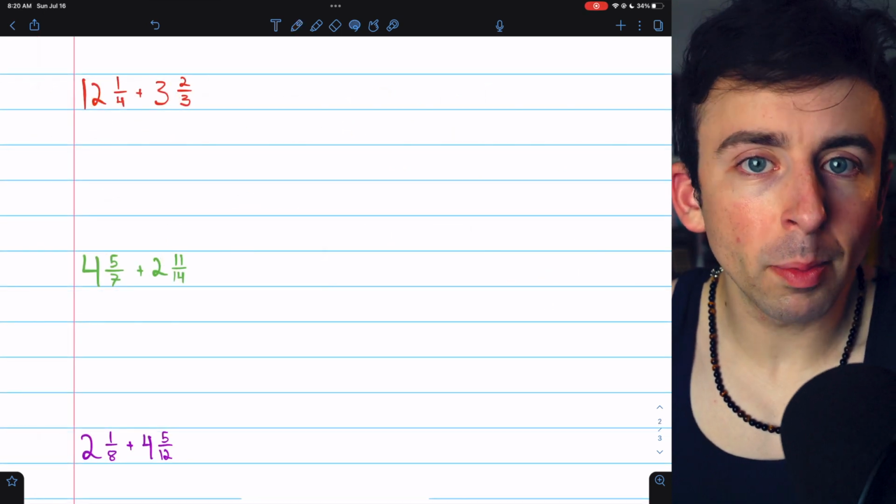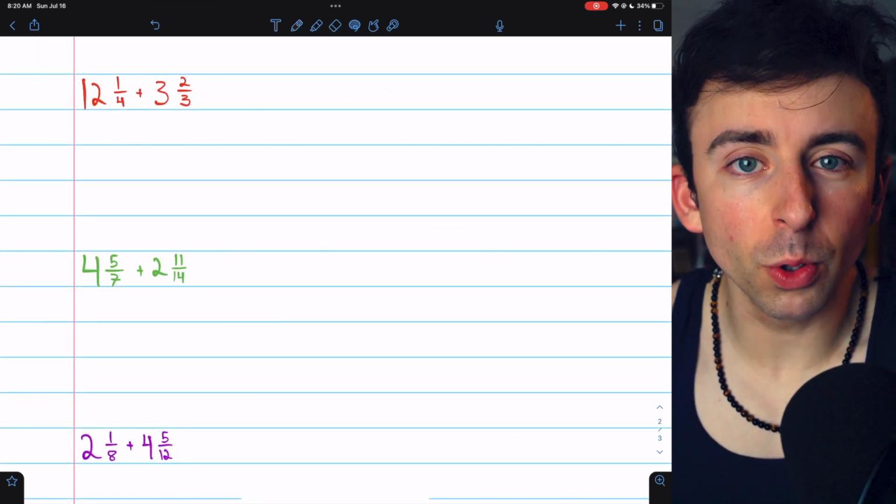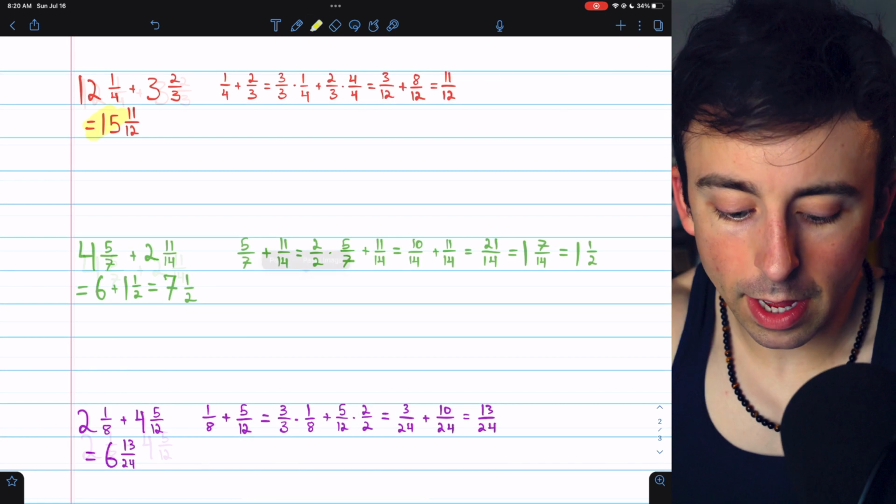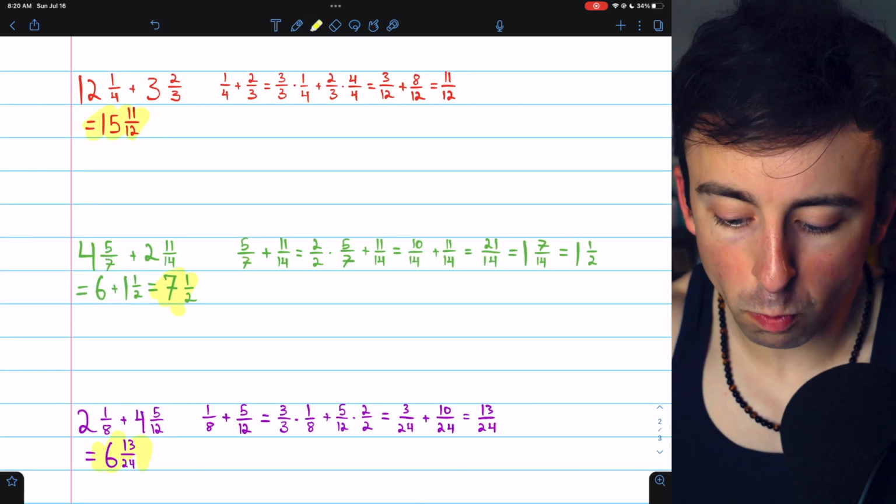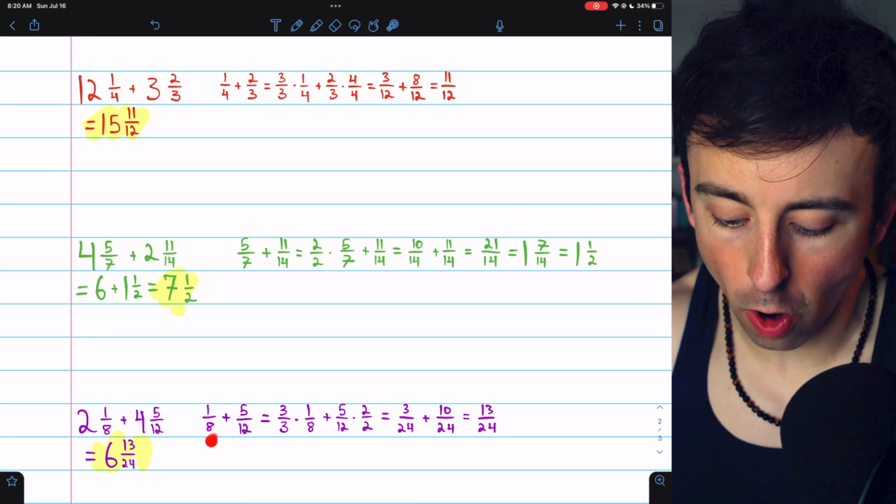Alright, here are 3 more problems for you to try on your own. I'll put the solutions on screen now. And there you have the answers. I also wrote out the work I did with the fractions on the right.